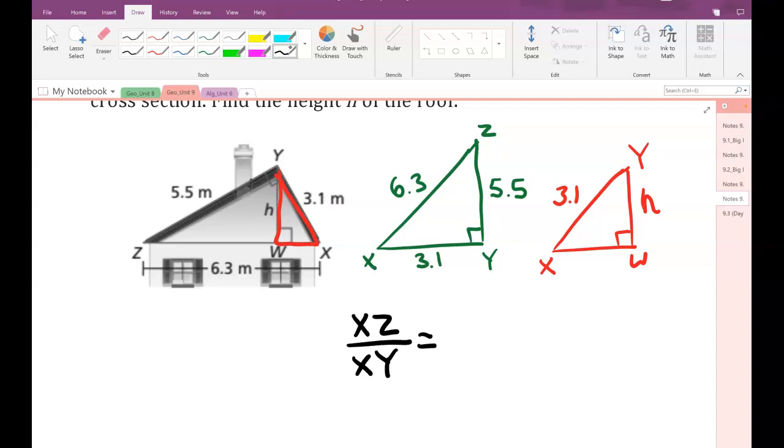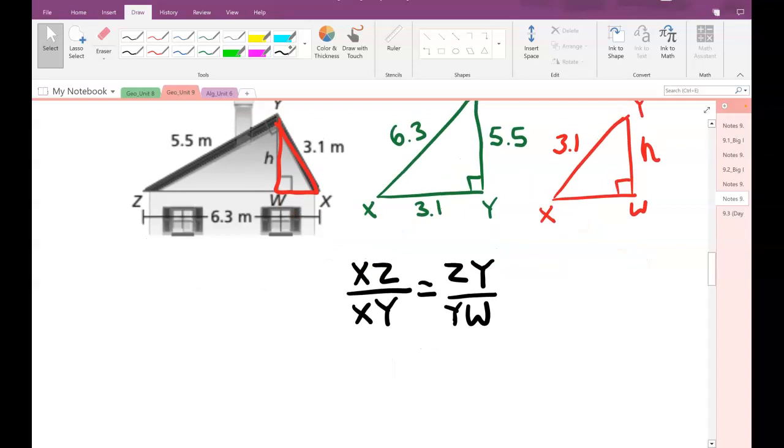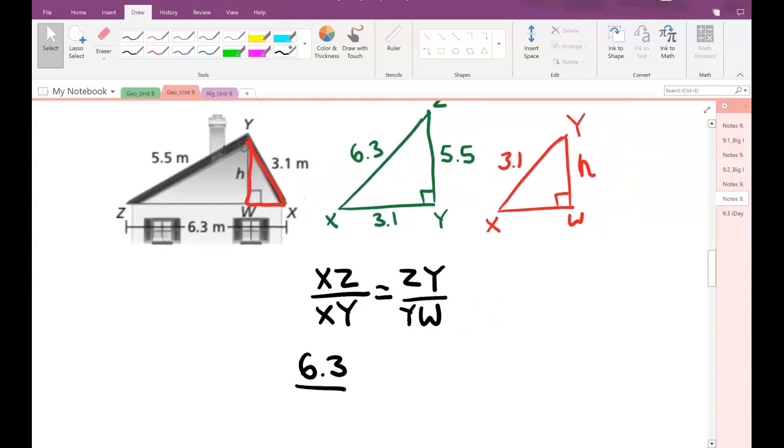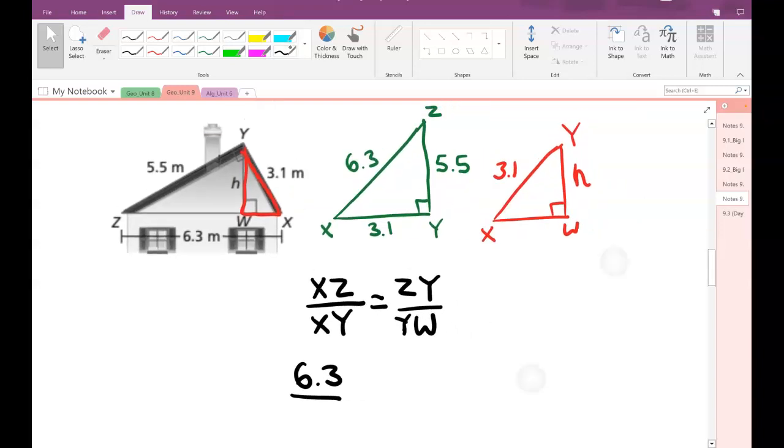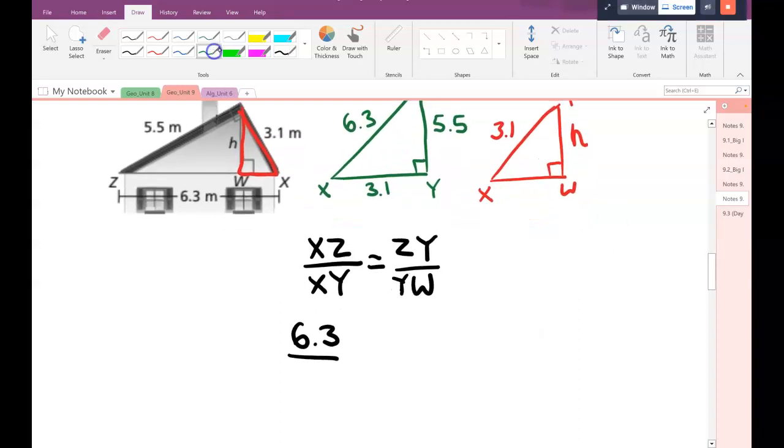Then we could say that ZY, so I don't know if we want to call this the height of our green triangle, is proportional to the height of our red triangle. So YW. And then we can plug in what we know. We have 6.3 divided by XY in our red triangle. I should do this because there's an XY in here, but also in here.